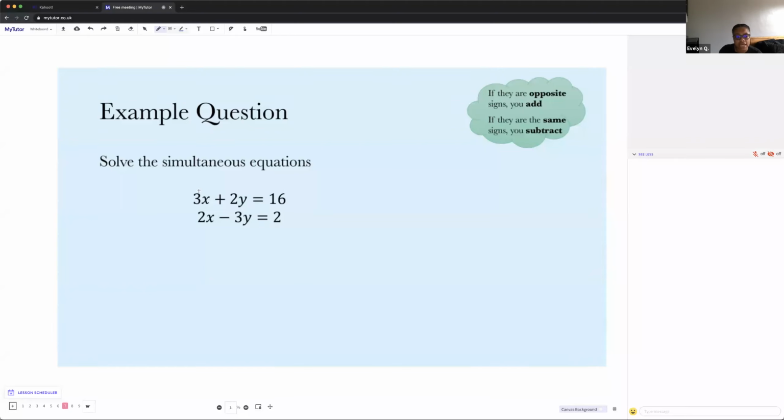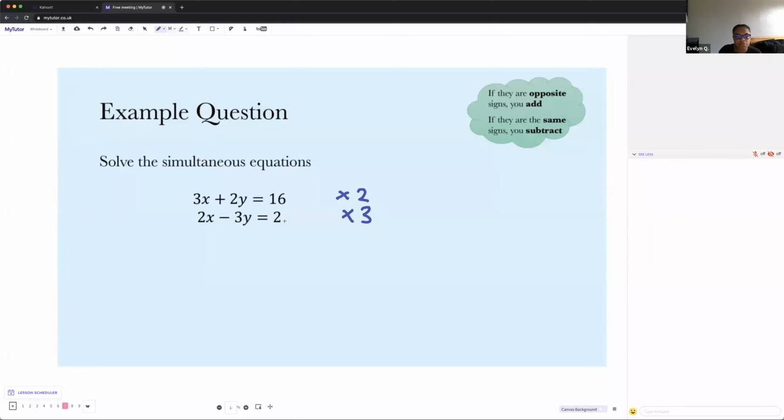So to turn 3 into 6, I can multiply that 3 by 2. Now, if I multiply my 3x by 2, I have to multiply the entire equation, that top row, by 2. Now, because I'm going to make that 6, I need to make the 2x in my bottom equation 6x as well. So to get from 2 to 6, I need to multiply by 3. And again, I have to multiply that entire row by 3.